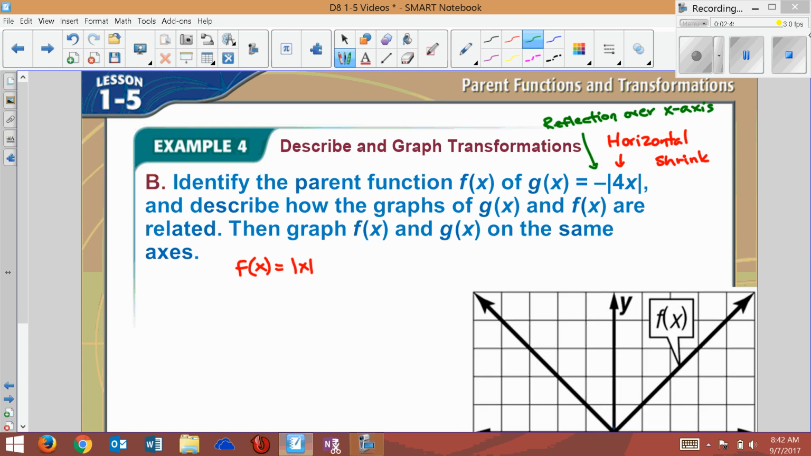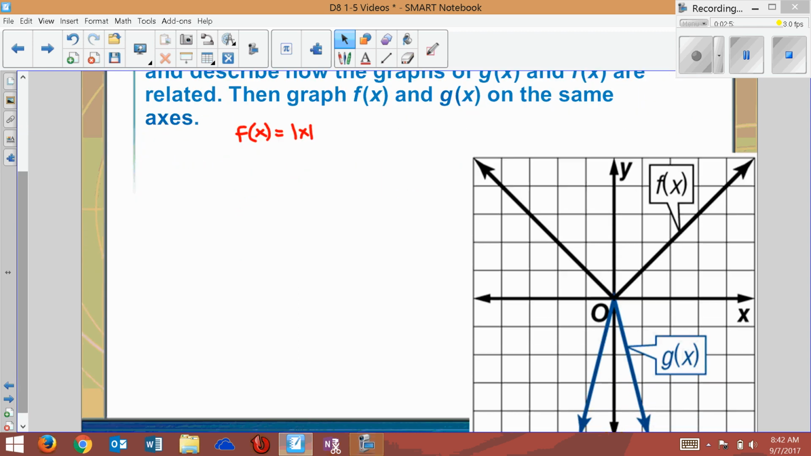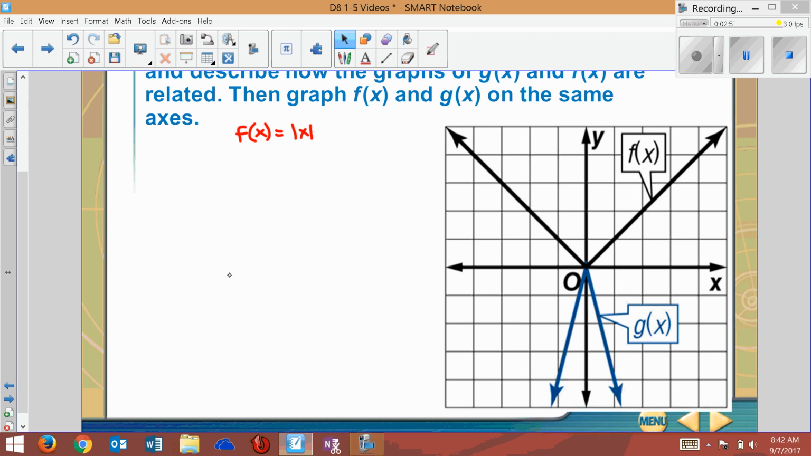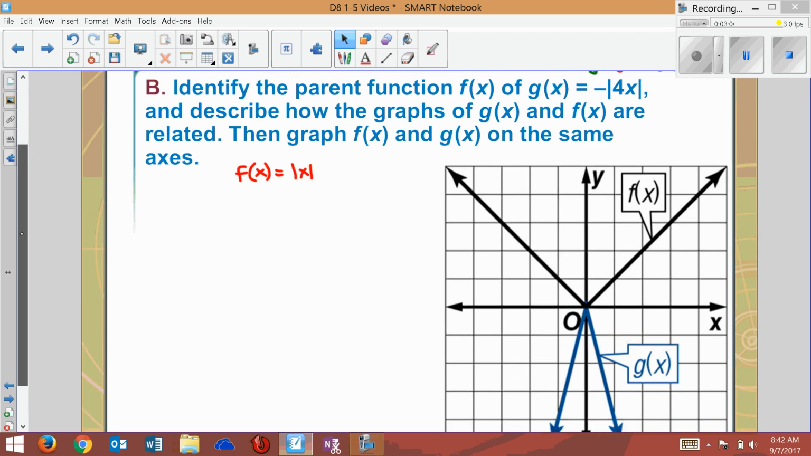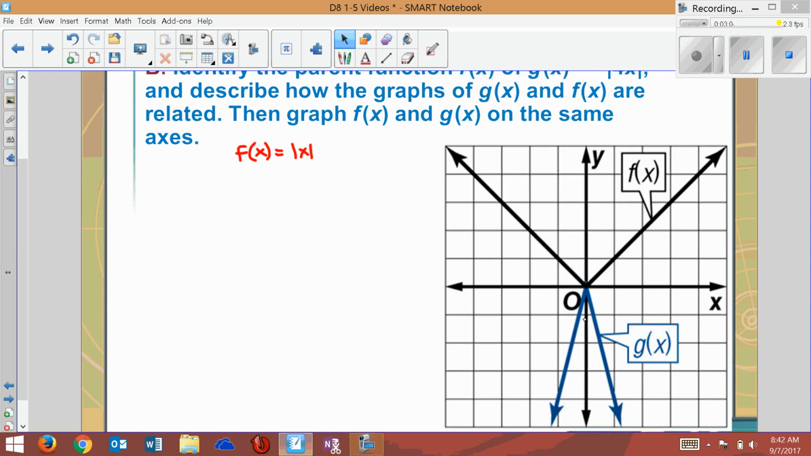All right, let's look at the picture. I'll pull up the picture here. There's f of x, or the V. And this one looks like a horizontal shrink, or you could say a vertical stretch. But it's hard to see here. It is a horizontal shrink, as we said, and it's been reflected over the x-axis. Now you try one.